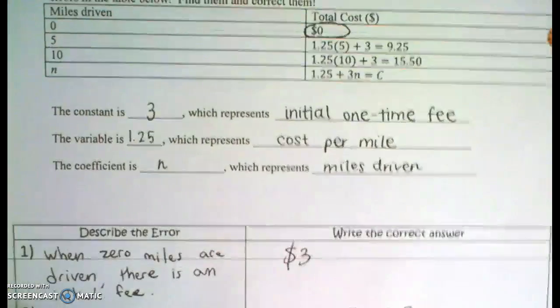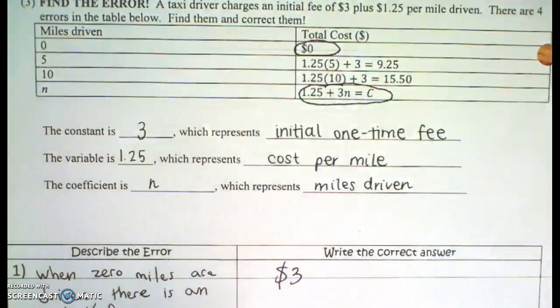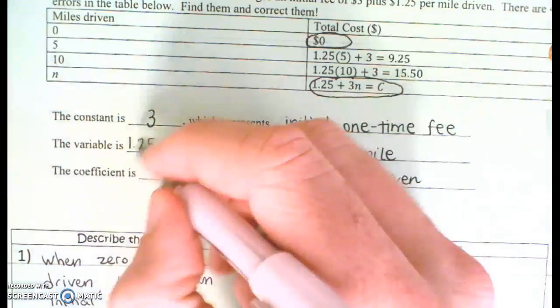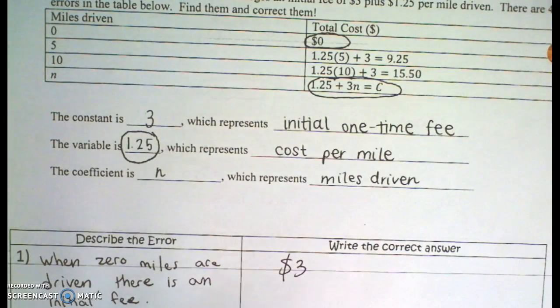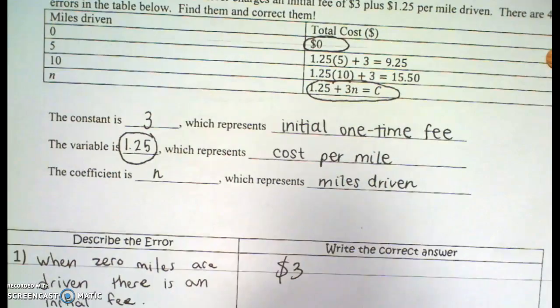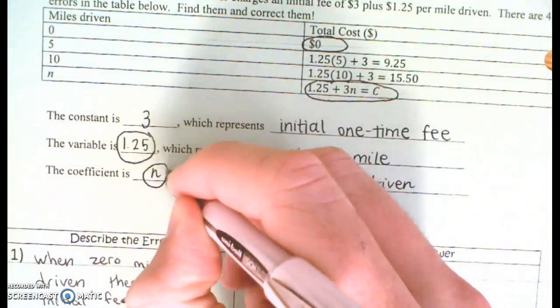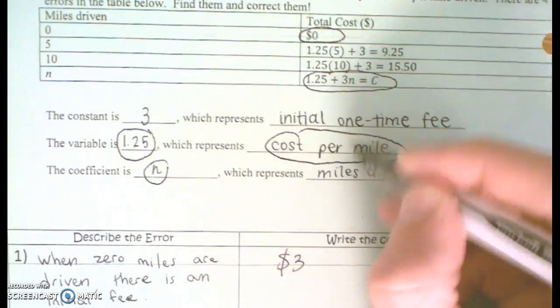Okay, let's see if we can find the other errors. We found 2 of them, so that was our second error. We said this was okay because 3 is the initial one-time fee. I see an error here. The variable is, remember, a variable always has to be a letter. And the coefficient is always a number. So these 2 are right away I can tell are wrong, and their meanings are switched as well.